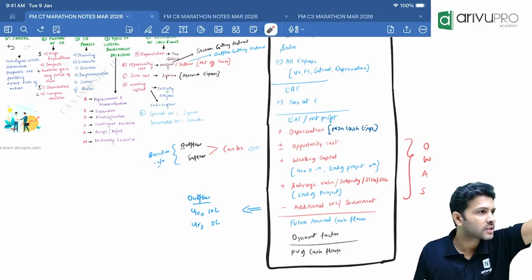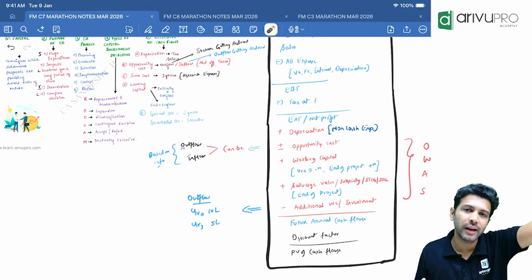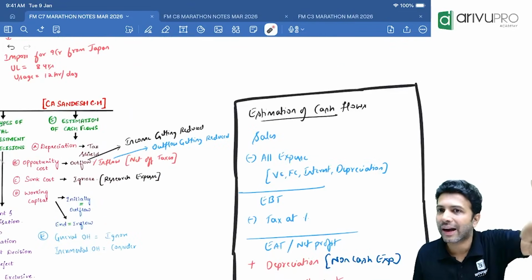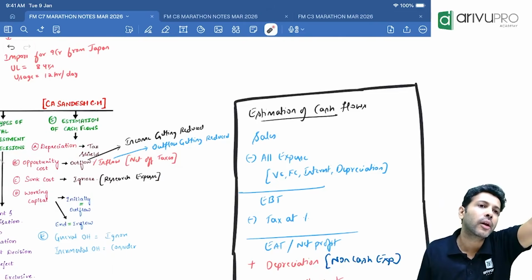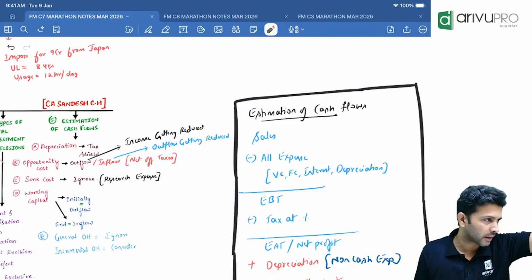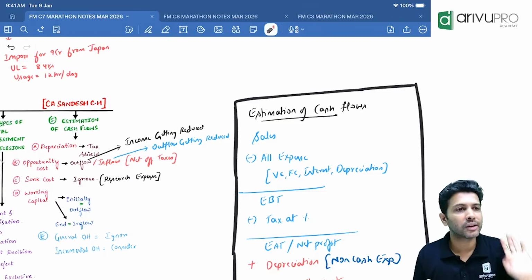In every problem, first add back depreciation. Why? Depreciation we have already reduced, but cash did not go out. So it's a non-cash expenditure, so add back. After that, OWAS: O for opportunity cost, W for working capital, A for additional capital investment if required, S for salvage value or subsidy.